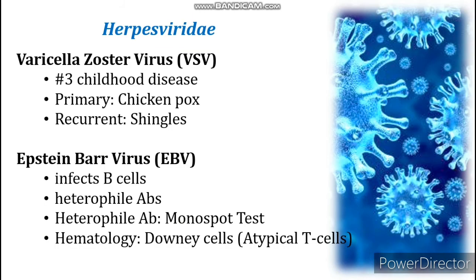So, ito, nasabi ko na kanina, your varicella zoster virus is the #3 childhood disease. Primary infection, chickenpox. Pag umulit, shingles. EBV, again, it infects the B cells. Also have the heterophile antibodies. Heterophile antibodies can be detected through the monospot test sa immunosero to. And kapag sa hematology naman, the hematological description for this one is the downey cells or the atypical T cells.